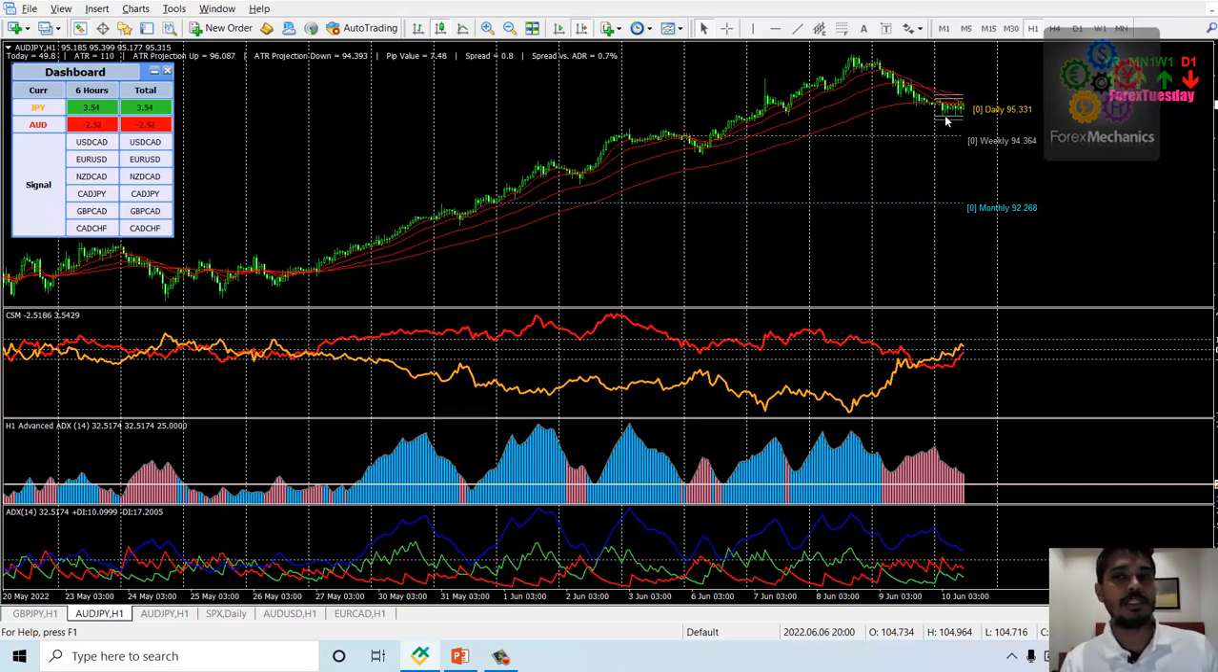But now see what has happened. None of your criteria is met. Even though you have seen a crossover, or even though you can see price moving below the 100, look at what the currencies are doing. Suddenly the currencies have come into a range.